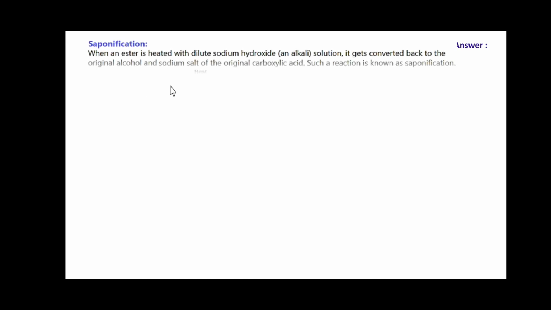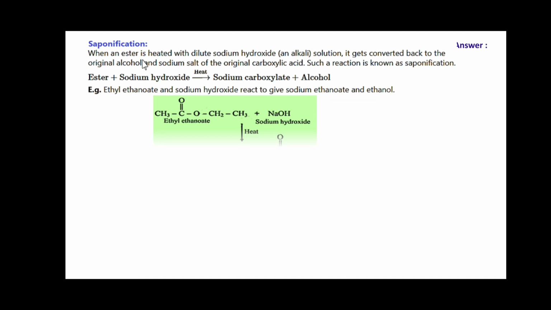Then next is saponification. When an ester is heated with dilute sodium hydroxide, that is an alkali solution, it gets converted back to the original alcohol and the sodium salt of the original carboxylic acid. Such a reaction is known as saponification. Ester plus sodium hydroxide gives you sodium carboxylate plus alcohol. So ethyl ethanoate and sodium hydroxide react to give sodium ethanoate and ethanol.